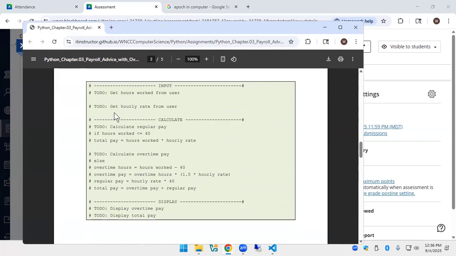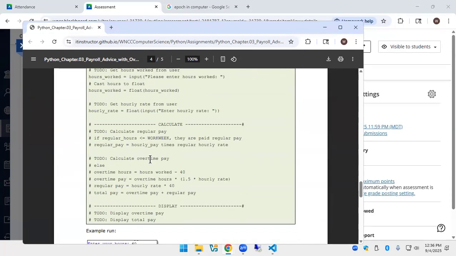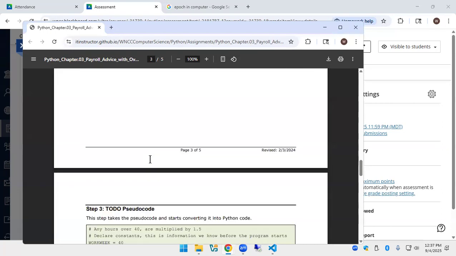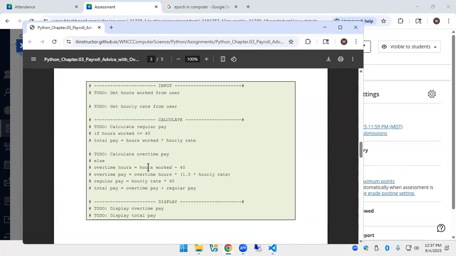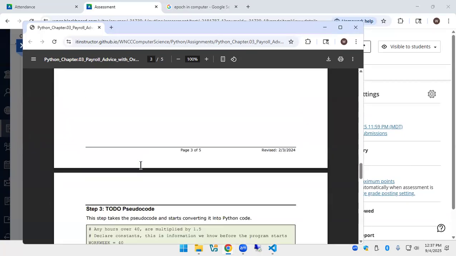So anyway, my first pseudocode would just be to divide up input, calculate, display. That's a general division of things that we do. I also have the rest of this stuff in here. Now, this is getting a little more complex, right? So this one is a little bit simpler. The pseudocode is a little bit simpler.